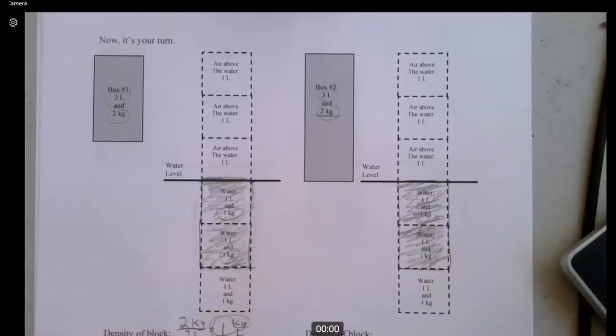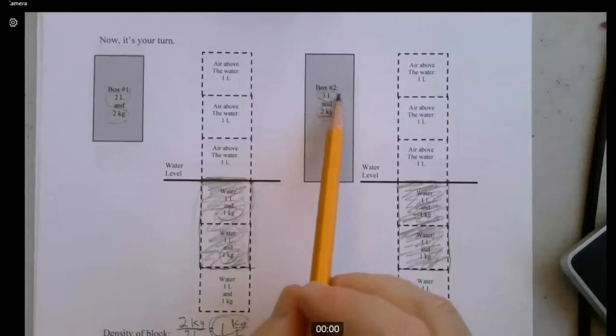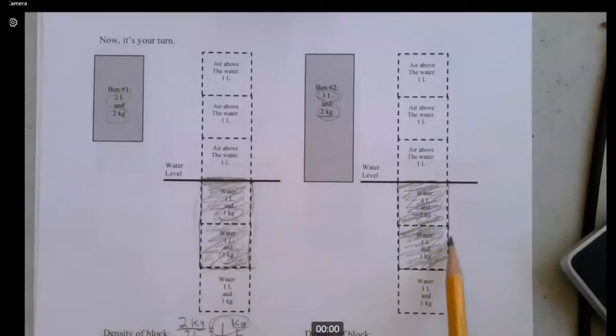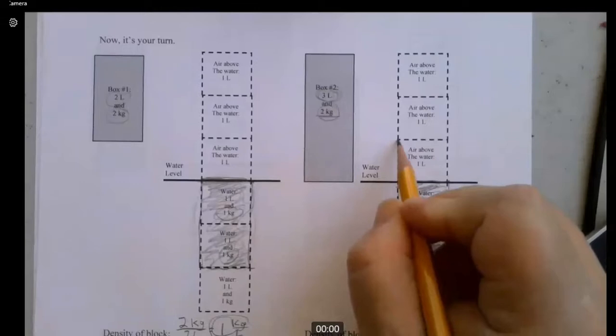But this is different than the last one. This block has 3 liters of volume, not just 2. So you can't fit 3 liters of volume in here. You can only fit 2 liters. Each of these boxes represents 2 liters of space. So where does that 3rd liter go? It has to go up above the water. So here it is up here.